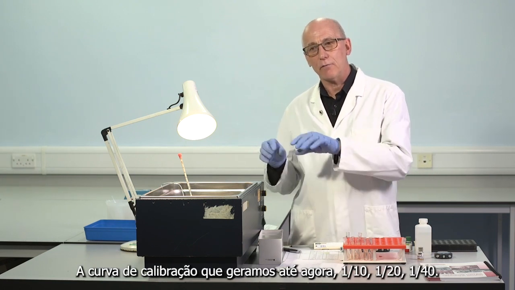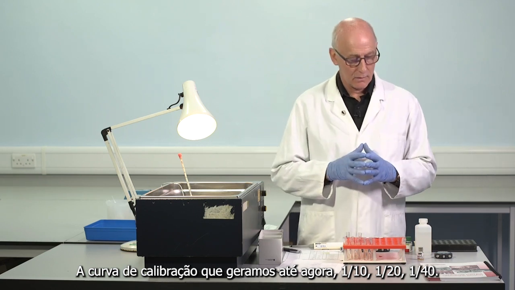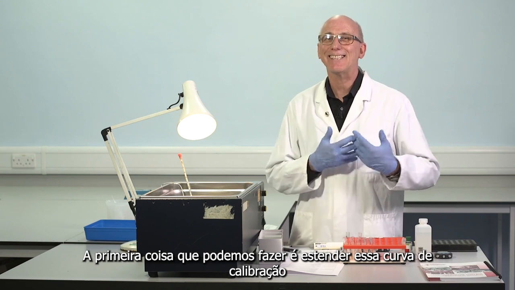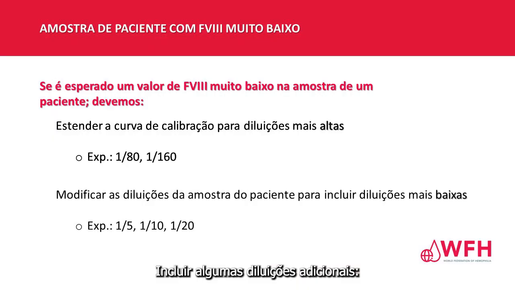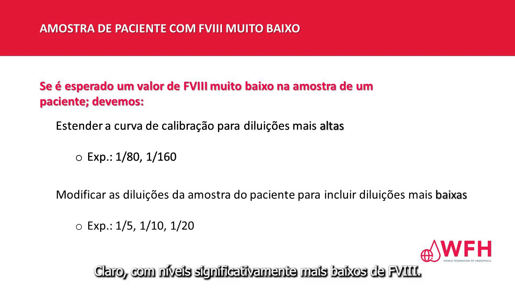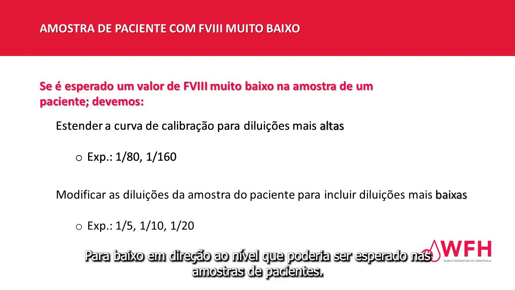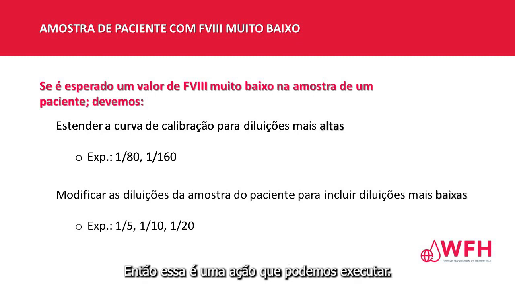The calibration curve that we've generated so far, 1 in 10, 1 in 20, 1 in 40. The first thing we can do is extend that calibration curve, include some additional dilutions, 1 in 80, 1 in 160. Of course, with significantly lower levels of factor VIII, taking the concentration in those dilutions down lower towards the level that might be expected in the patient sample. So that's one action we can perform.